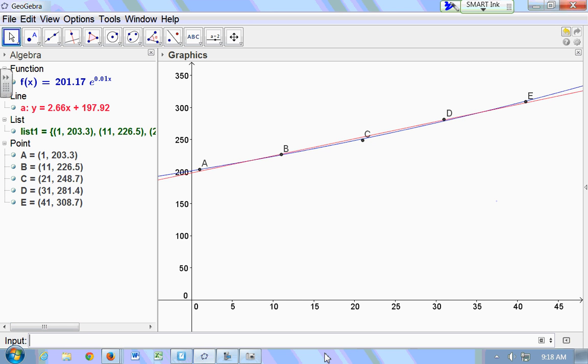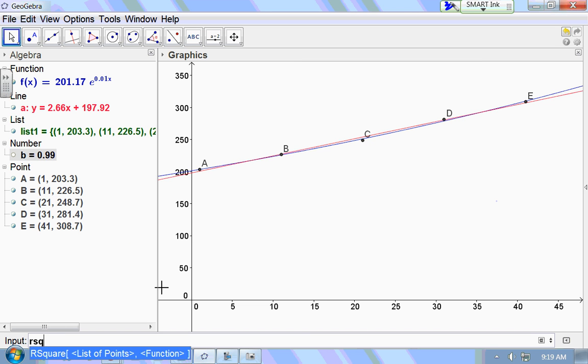Okay, so if I want the R squared value, I need RSquare. The list of points is list 1. And then my function, well, let's do the line's R squared first. That's object A. So R squared for the line is 0.99. And then RSquare for the exponential, which is f of x, is 1. So the exponential is a little bit better.